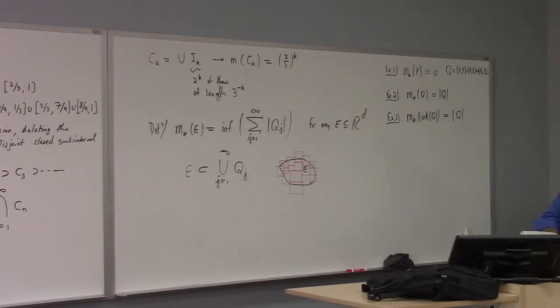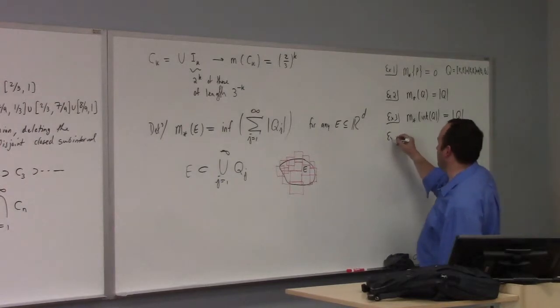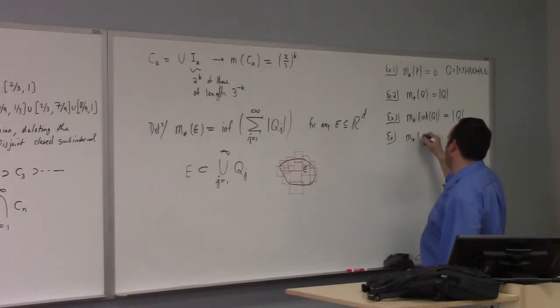But he does have a proof for examples 2 and 3, which is rather detailed and not that hard to understand. He says the exterior measure of a rectangle is equal to its volume. That's example 4. All right.